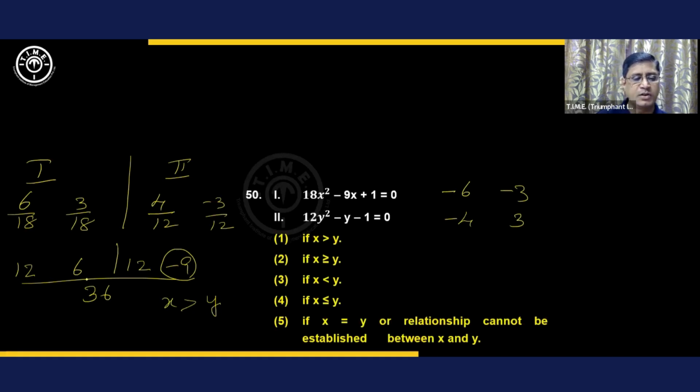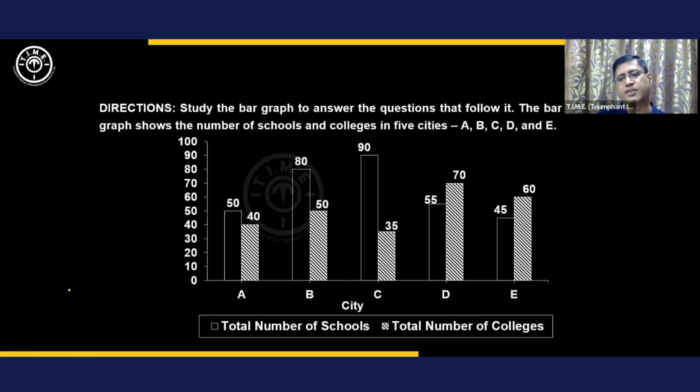Okay. The next one, if you observe, the value 6 is less than 12. So x is less than y. One time x is less than y, the other time it is more than y. So what is the condition? It is not possible to make the relation between x and y. So the right choice is option number 5. The fifth choice is the correct answer.